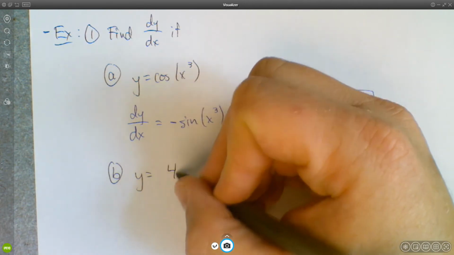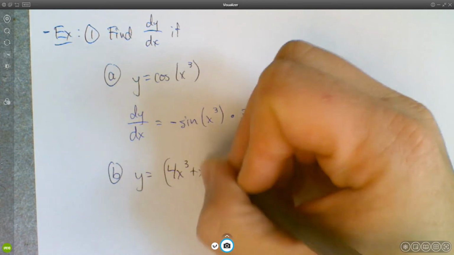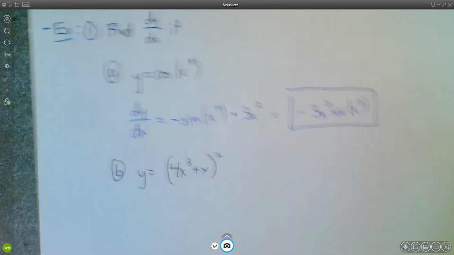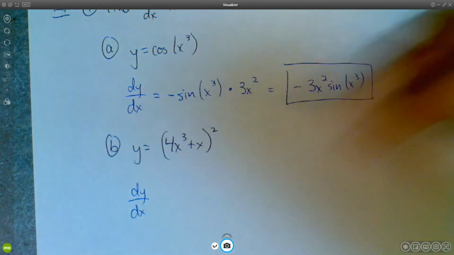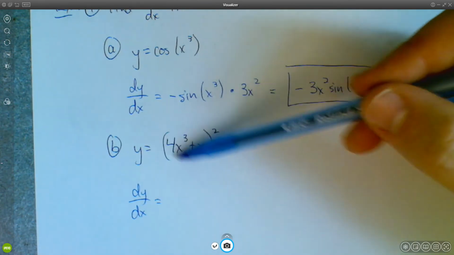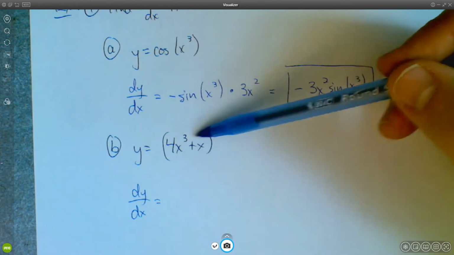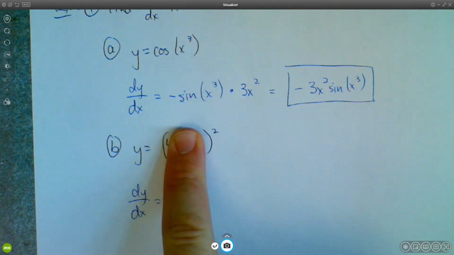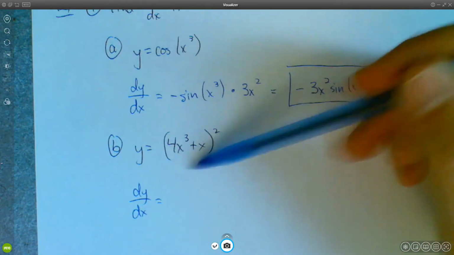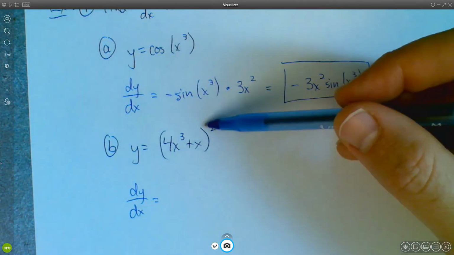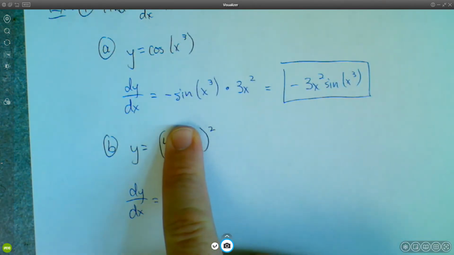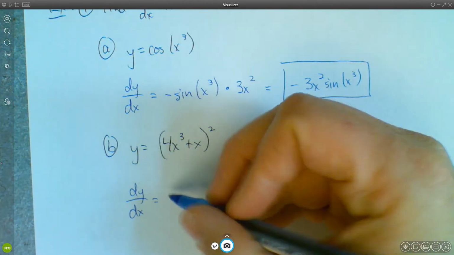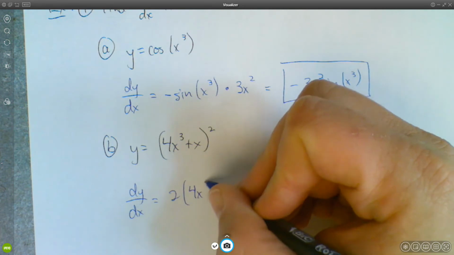Let's do this for 4x cubed plus x, squared. So in this case, the outer function is going to be x squared. I'm thinking of this as just something squared, right? So that's the outer function, and then the inner function is this 4x cubed plus x business. But we're going to differentiate the outer function first. So what's the derivative of x squared? Well, it's just 2x, right? So this is 2x.